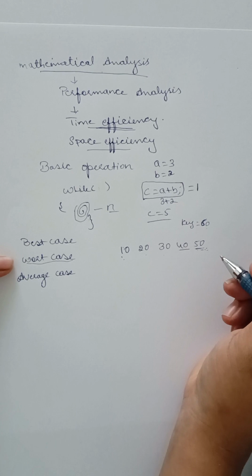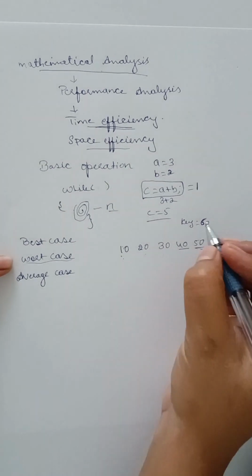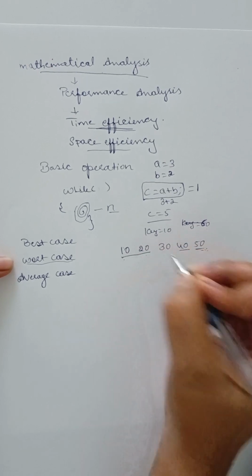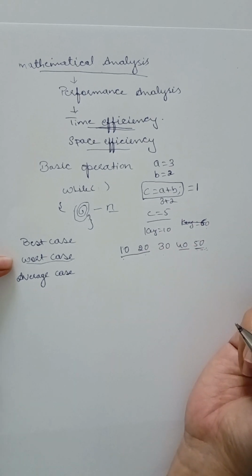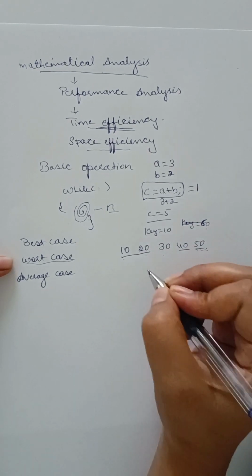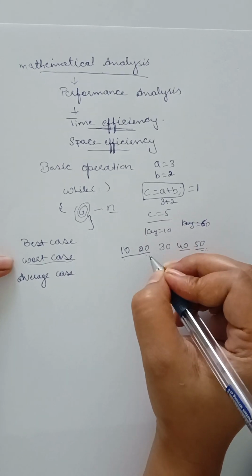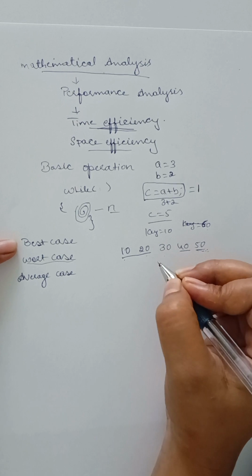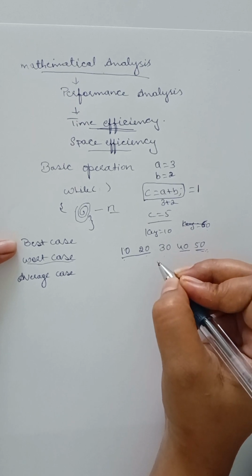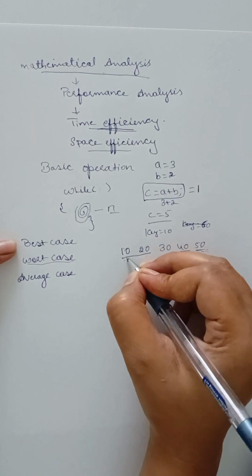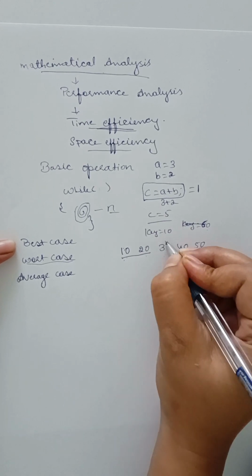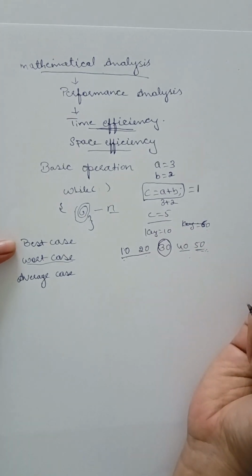Best case is if the element which we are searching is at the beginning of the array, that is either 10 or 20. In one iteration or two iterations only, we will find it. So we call this the best case efficiency. Okay. Average case is when it is neither in the first nor in the last. It will be in the middle. That is called the average case efficiency.